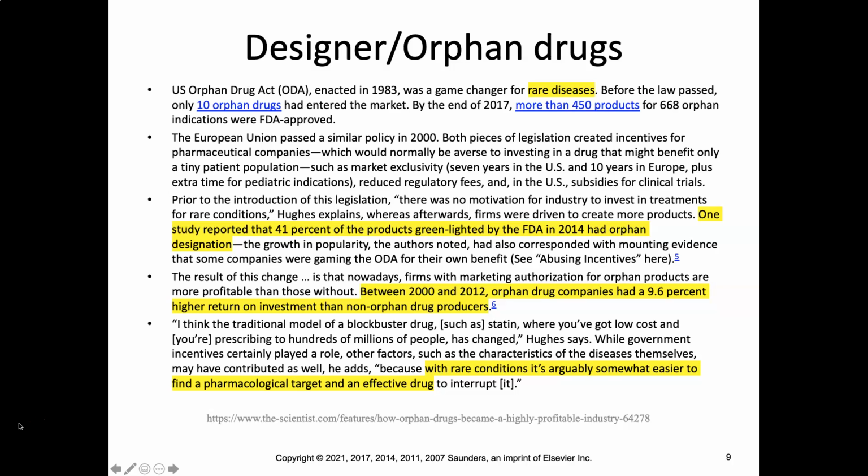The rest are targeting very rare conditions with minimal populations. It talks about how orphan drug companies have had a higher return on investment than non-orphan drug companies, and that's why this has become so popular. Again, I like the quote in the last paragraph about how with rare conditions, it's easier to find a pharmacological target and an effective drug. When you're talking about a rare disease, it's very specific.